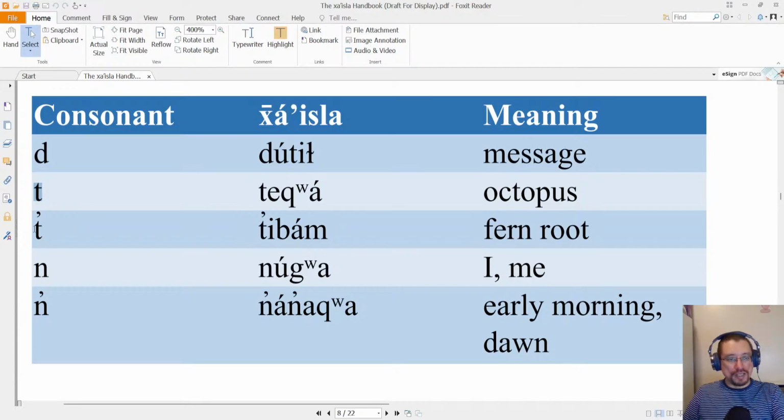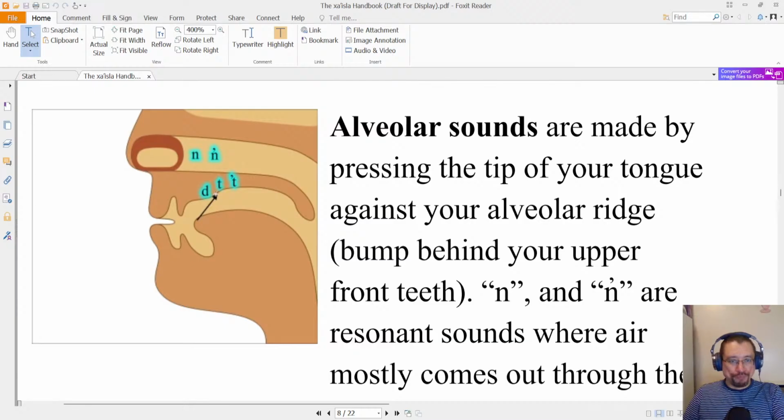There's a regular T, and there's also what we call an ejective T, or as I like to call it, an apostrophe T. It sounds like t, t. If we go back to this diagram, the arrow starts at the tip of your tongue and points to the alveolar ridge behind your upper front teeth. You're raising the tip of your tongue and putting it against this alveolar ridge. You make the duh, duh sound by doing that. Or tuh.